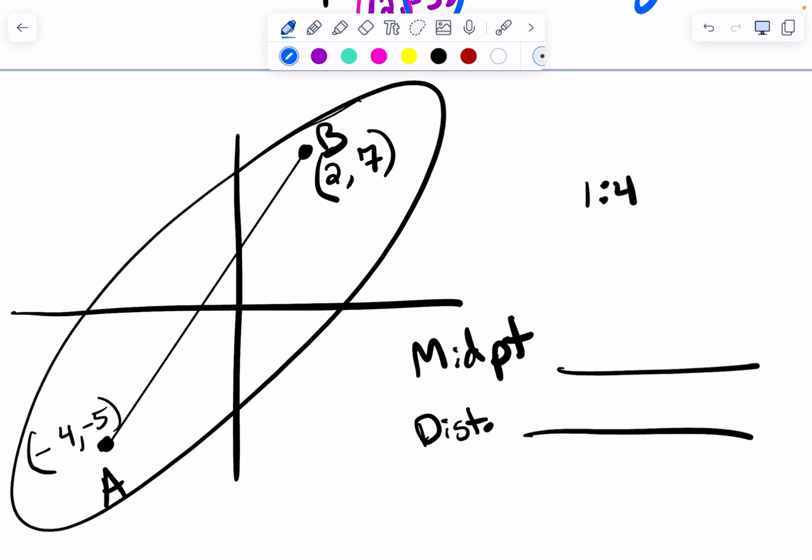You did the distance from this guy to the midpoint. So you could do that, but then you just have to double it.